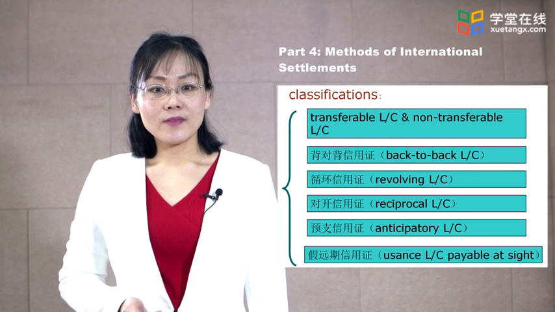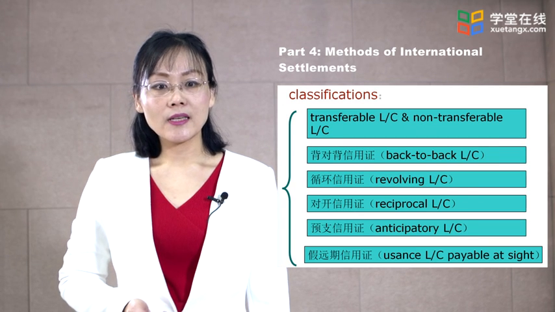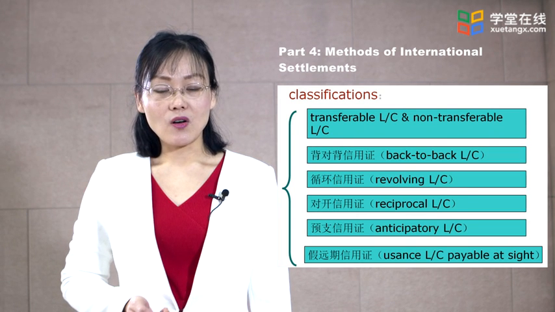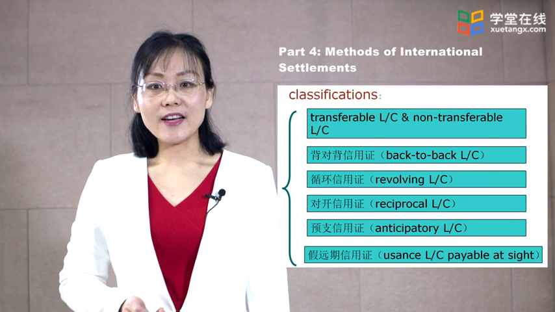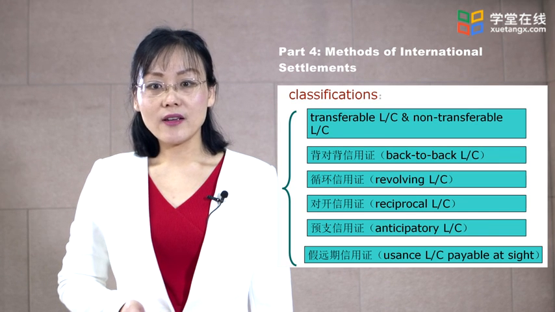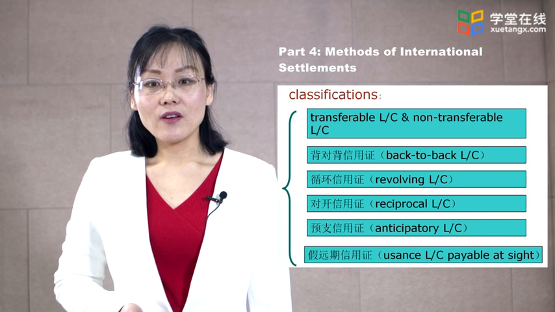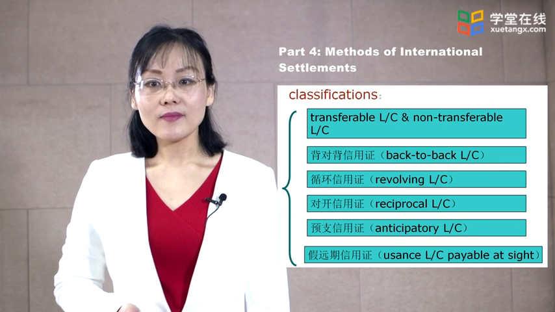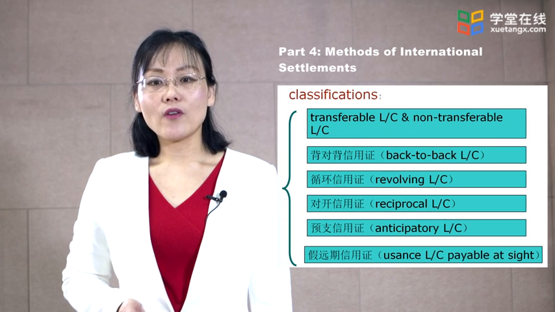Back-to-back credit involves two separate documentary credits, one opened in favor of the first beneficiary or the middleman, the other opened in favor of the second beneficiary for the account of the first or primary beneficiary, who becomes the applicant for the second documentary credit. The first credit is used as security for the second credit.